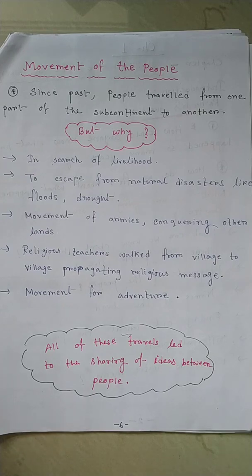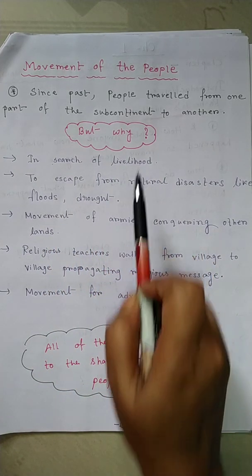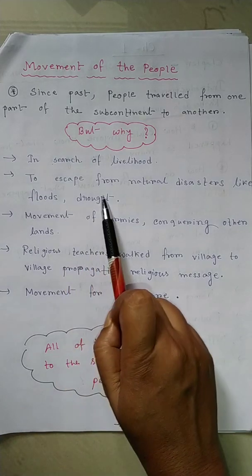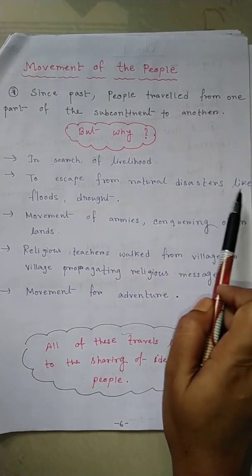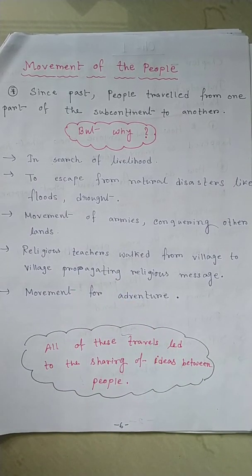Throughout the subcontinent, people traveled. But why did they travel? There are some reasons. In search of livelihood, meaning in search of water, in search of food, like animals or fruits, vegetables, and to escape from natural disasters like floods and drought. When flood or drought occurred in any place, people had to move from that place.